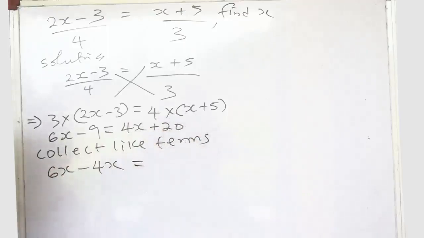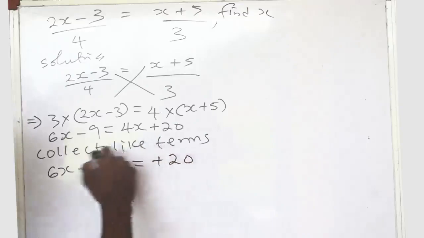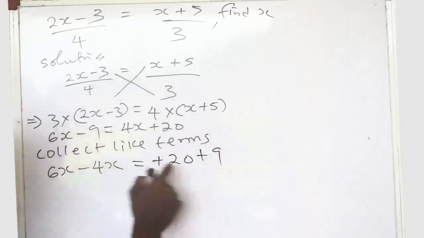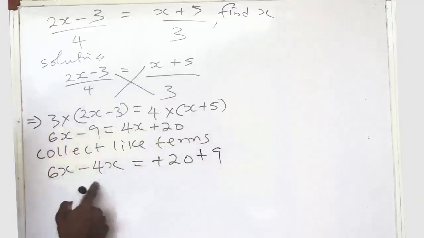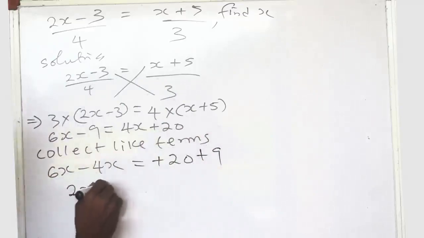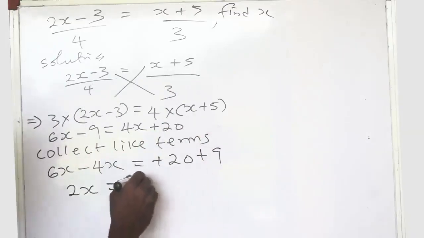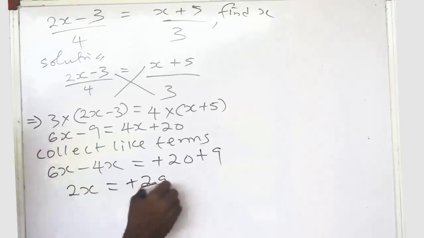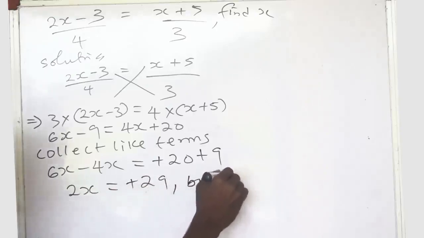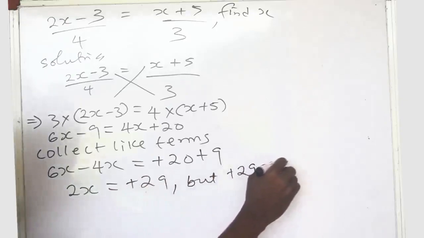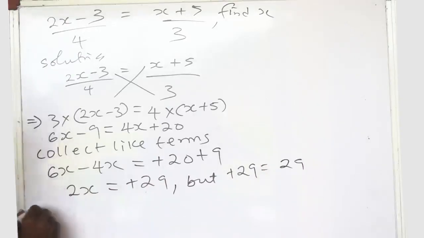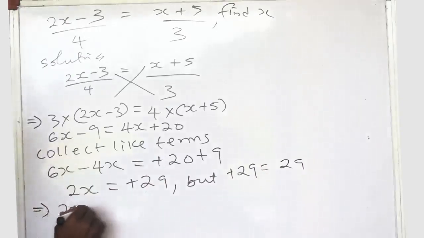This 9 is a minus 9, a constant. It must come over here to meet what? To meet 20. So we have plus 20 plus 9. But that has to change sign. 6x minus 4x will give us 2x equal to this plus this is plus 29. We said that plus 29 is the same thing as what? 29. So it then implies that 2x will be equal to what? 29.